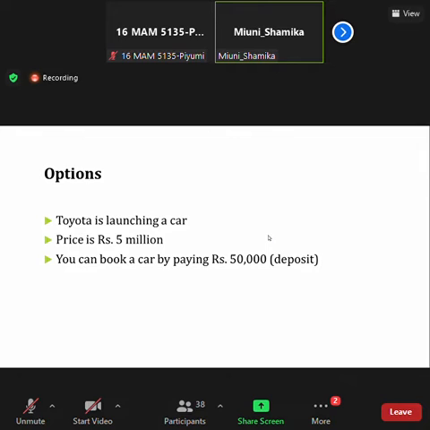You book a car by paying rupees 50,000. The real price is 5 million. Now, when I asked whether it is compulsory to buy the car, you said no. How about the Toyota company? Are they obliged to sell you the car? Say yes or no.